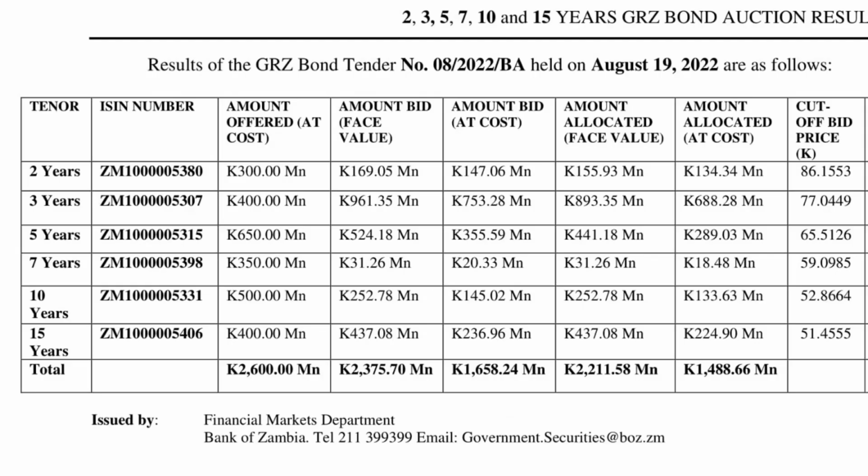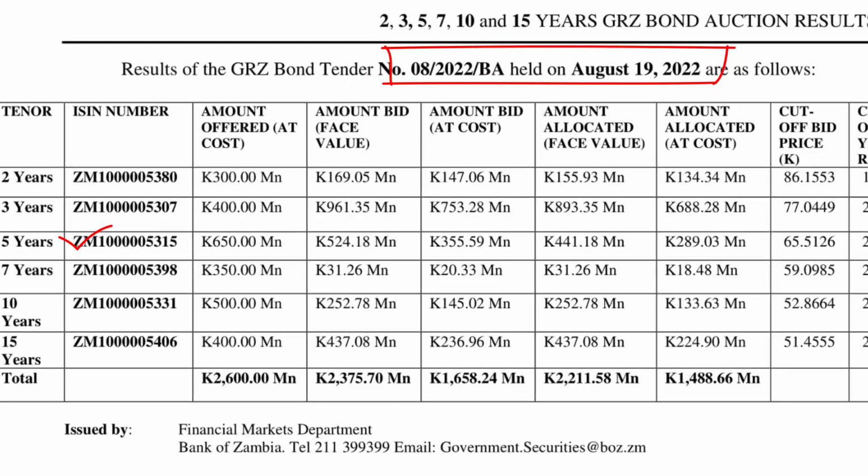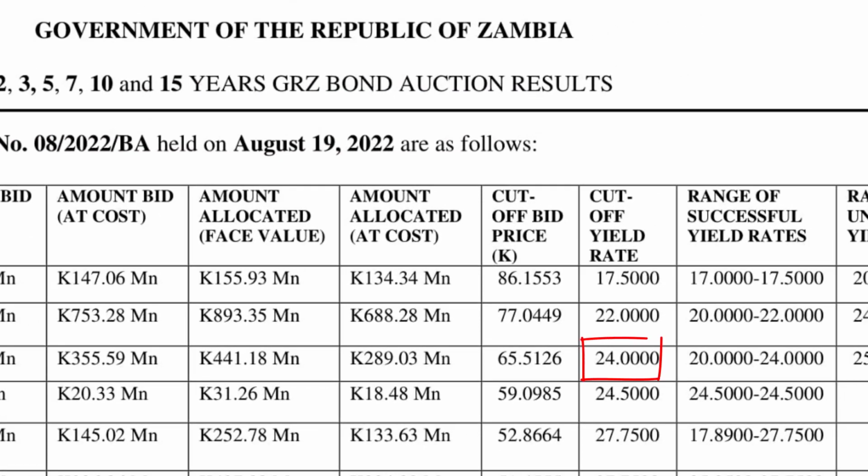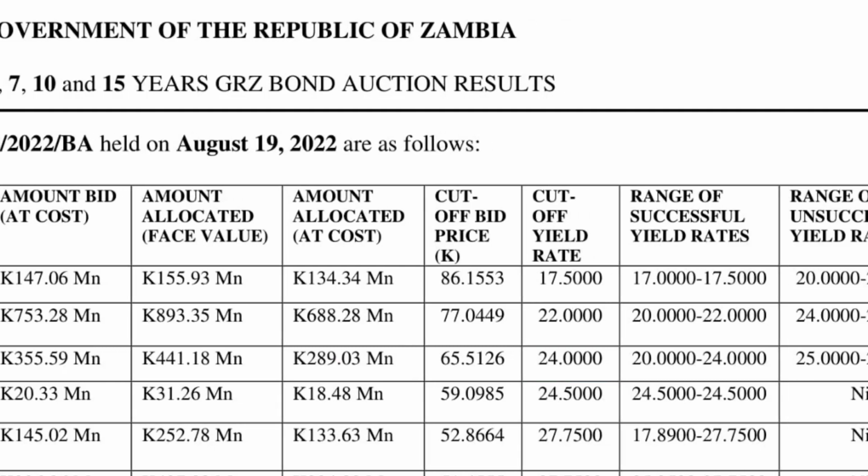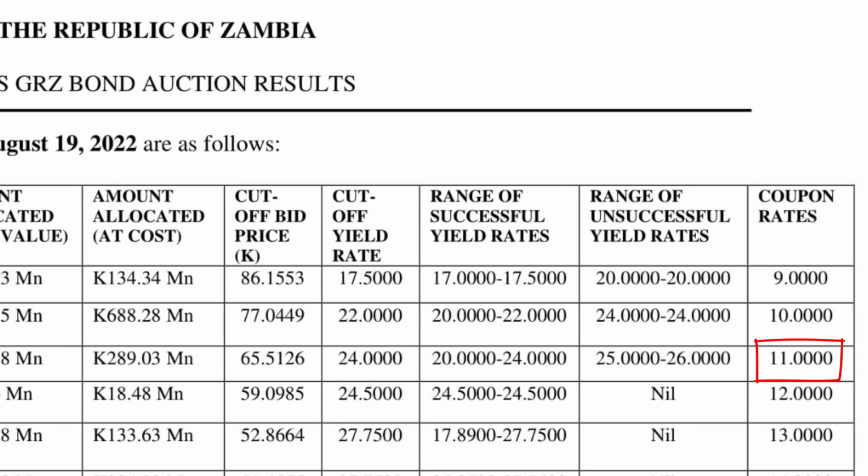If you go to August 2022 results, for the same 5-year bond, you are going to find that the cutoff yield rate is 24%. It went up in August, resulting in the drop of the bid price or price of the bond to 65.5126. The coupon rate remains the same. Now, what I get from this is that when the yield rates are going up, the price is coming down. The price of the bond is coming down. Inversely, we can say that when the yield rate is coming down, the price of the bond should go up.